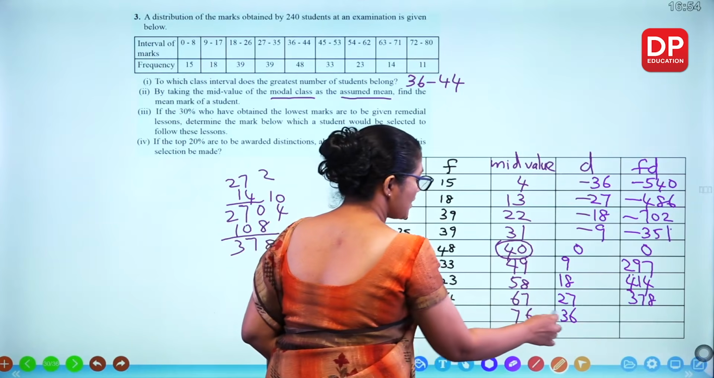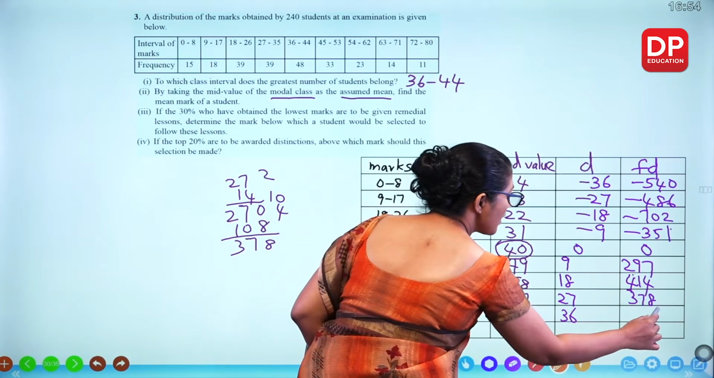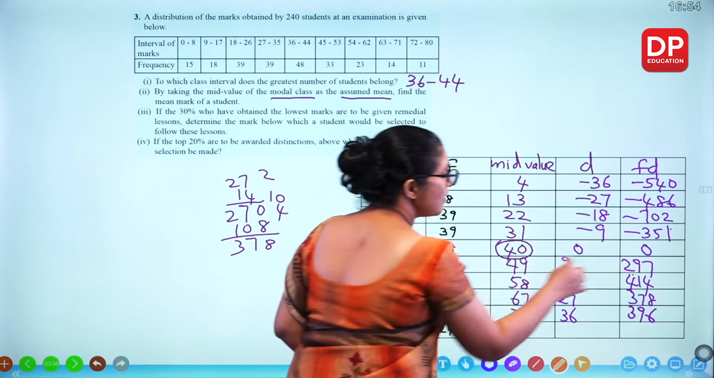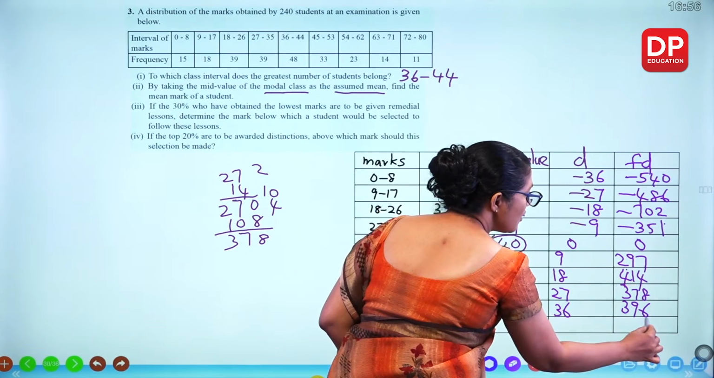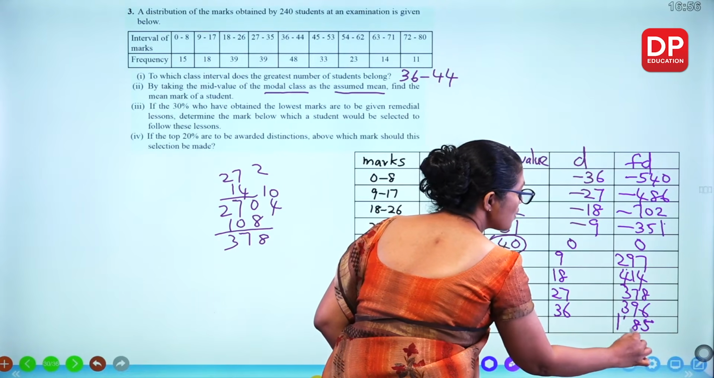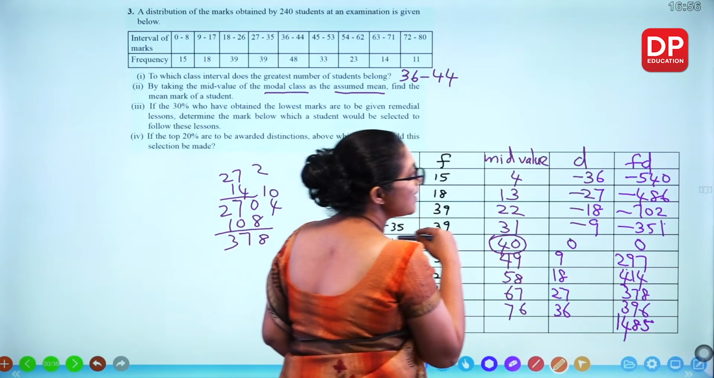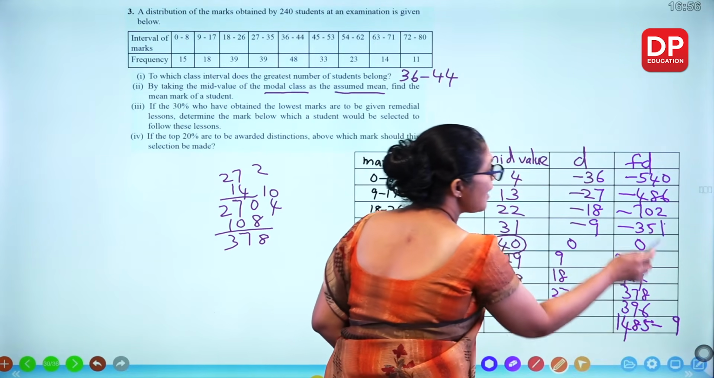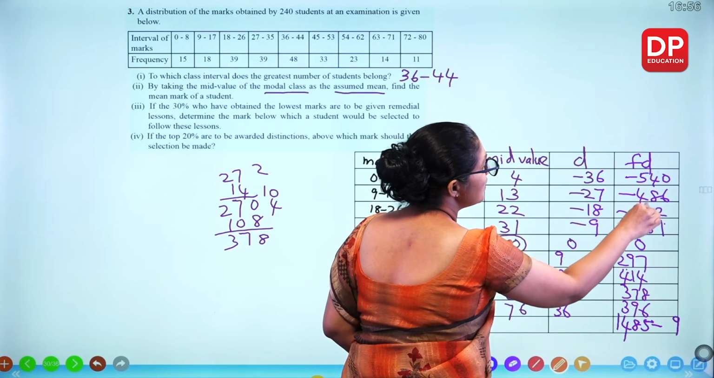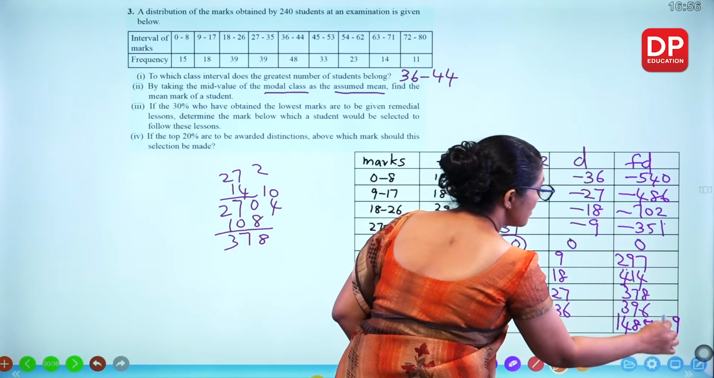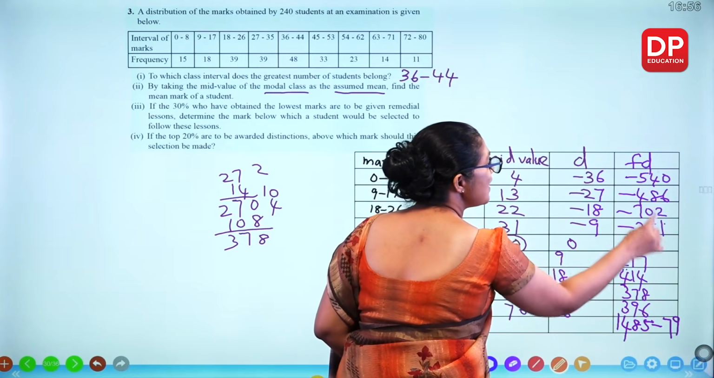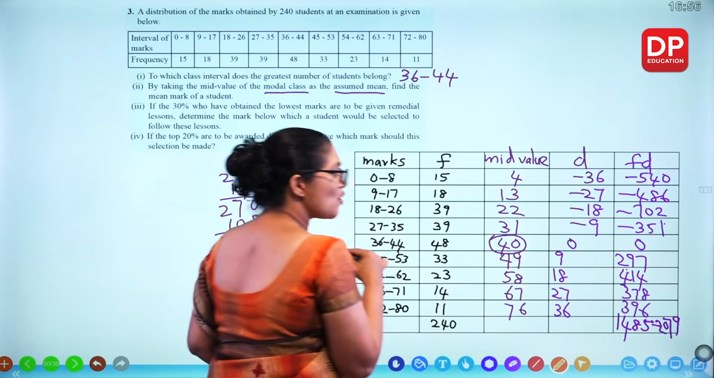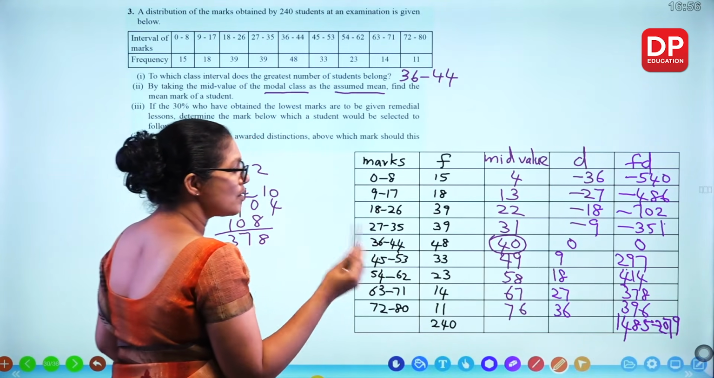So multiply 11 times 36. You get 396. Now add positive values separately. You get 1485, and negative numbers separately. You get 9 here, and so when you add negative numbers, you get 2079. Now take the difference.